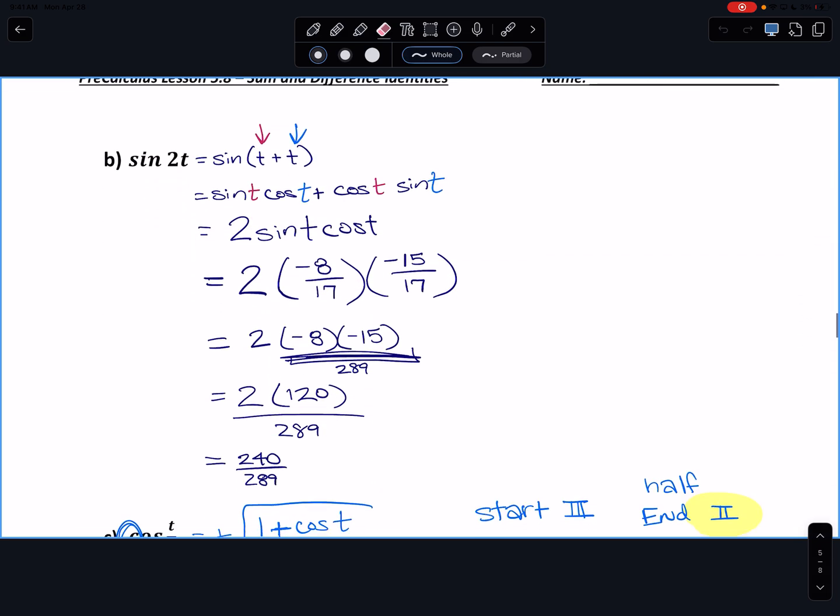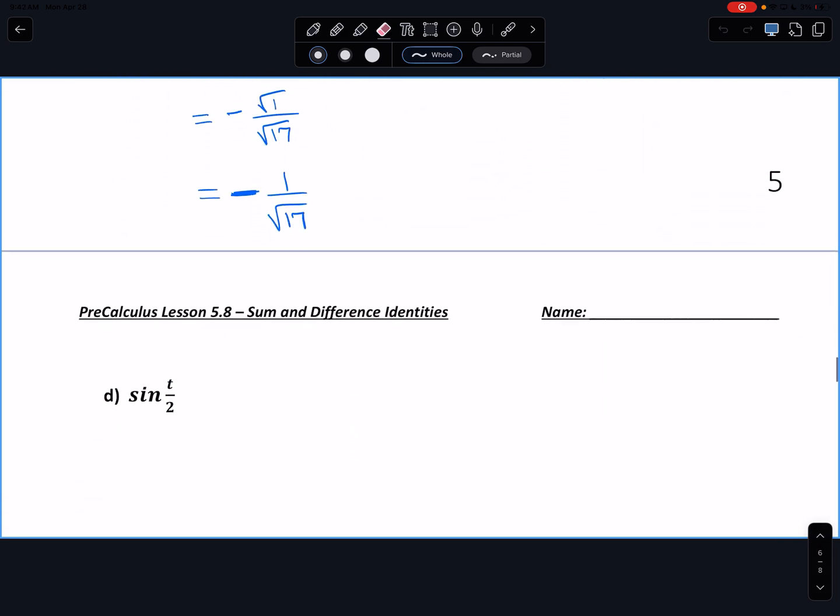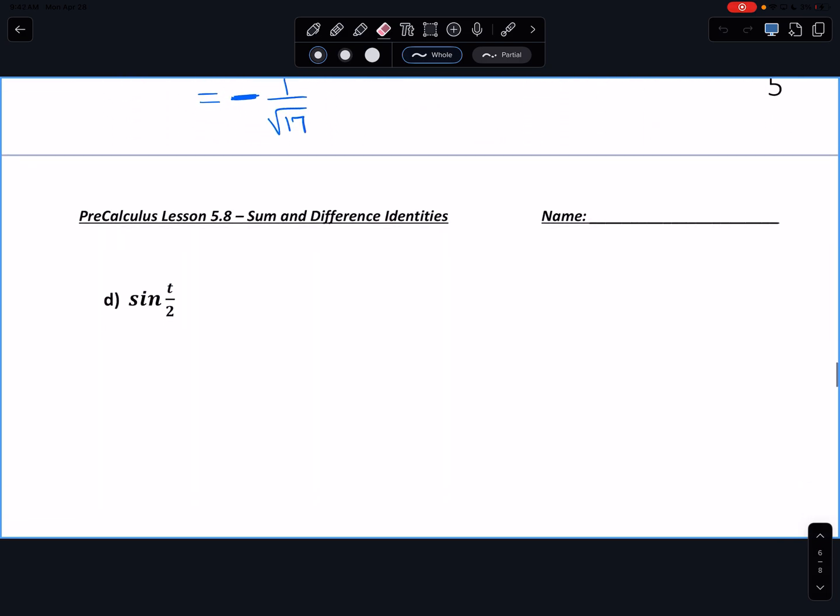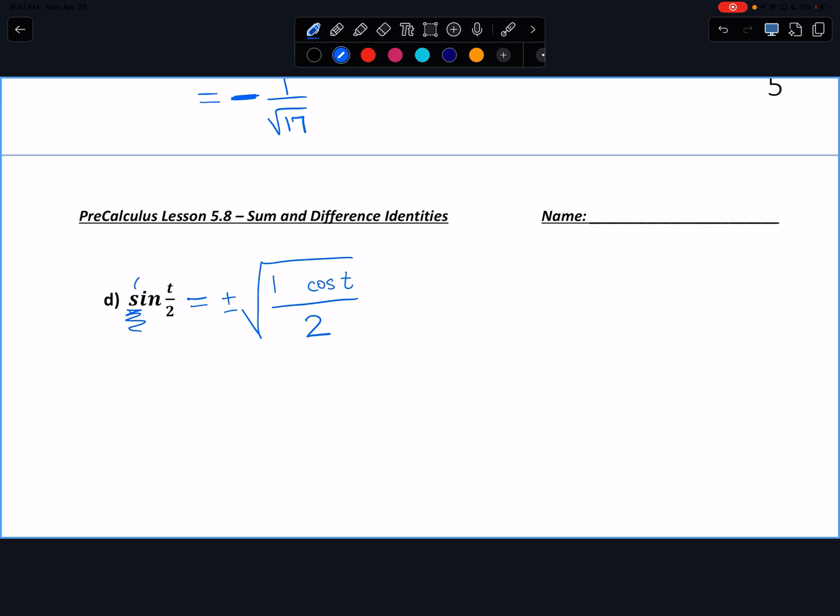So let's find the half angle of this one. We did C before we left, so we're on D. It says sine of t divided by 2. So the formula is plus or minus the square root, and it's always 1 cosine of the angle, so I'm going to put a t, and then all over 2. And remember, if it's sine, then we're going to subtract. Good.